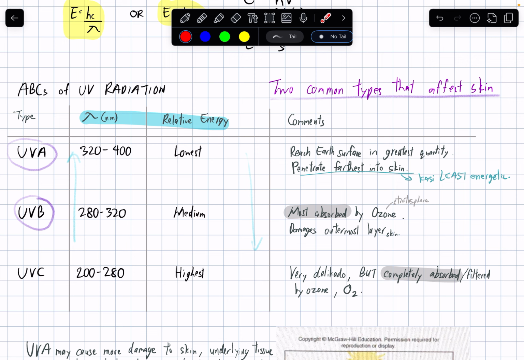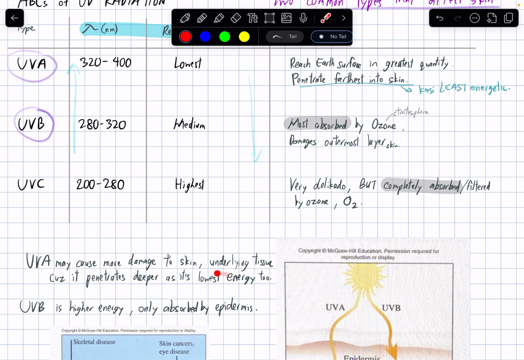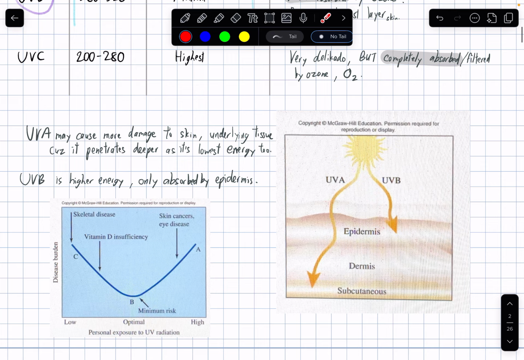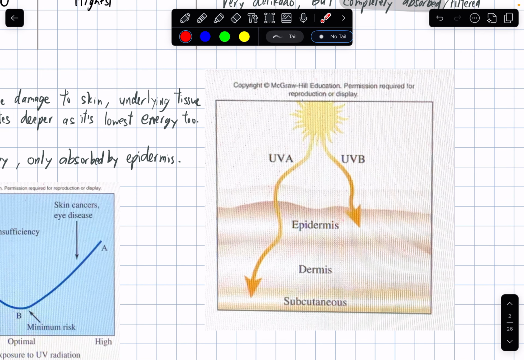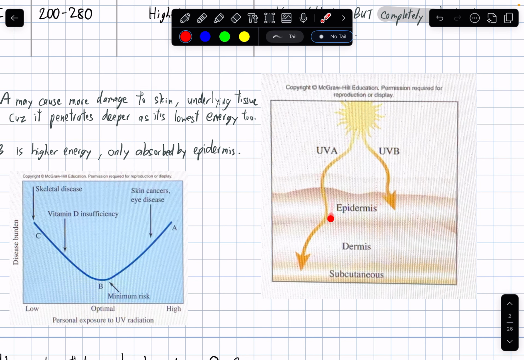So UVA is more dangerous because it's more popular, and at the same time, it causes more damage to the skin and underlying tissue since it penetrates deeper. I'm not sure if this is also a valid reason, but you can't deny that this is also a characteristic of UVA, that it has the lowest energy among everyone else. Okay, UVA penetrates deeper, UVB until the epidermis.